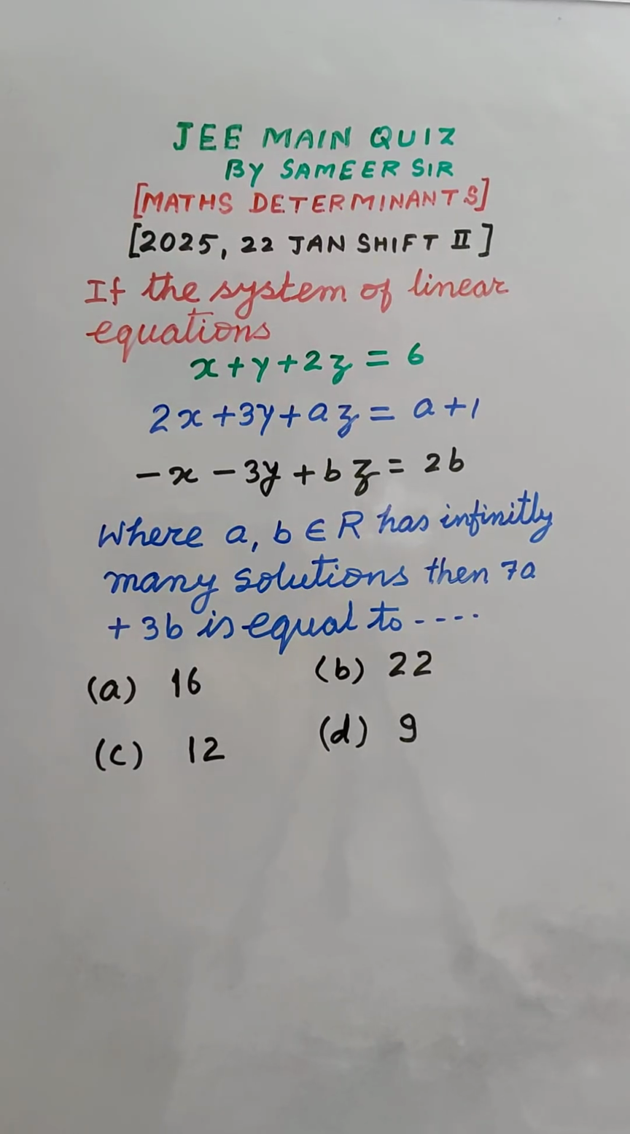Let us test your brain. Our first question is from Maths. ये क्वेश्चन 2025 में 22 जनवरी को शिफ्ट सेकंड में JEE Main में पूछा गया था। If the system of linear equations, यहाँ पर लीनियर इक्वेशन का सिस्टम है जिसमें कि 3 इक्वेशंस हैं, where a, b are elements of R, has infinitely many solutions, then 7a plus 3b is equal to, we have to find 7a plus 3b.